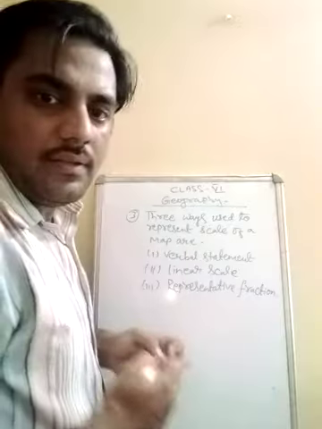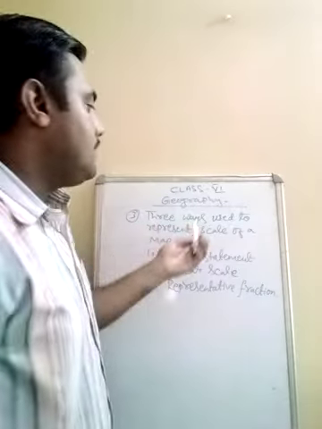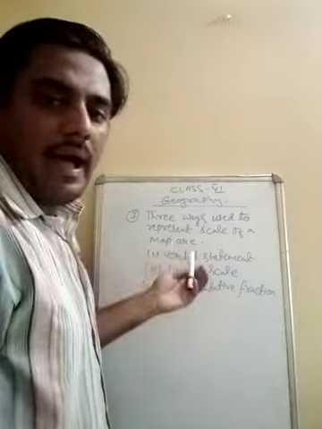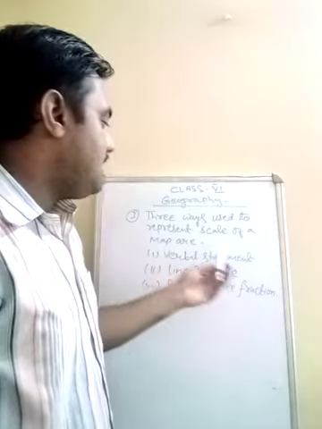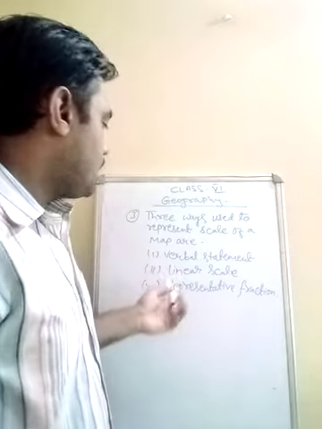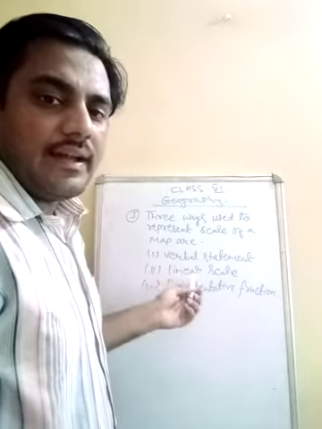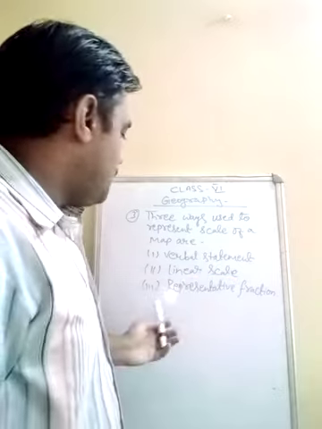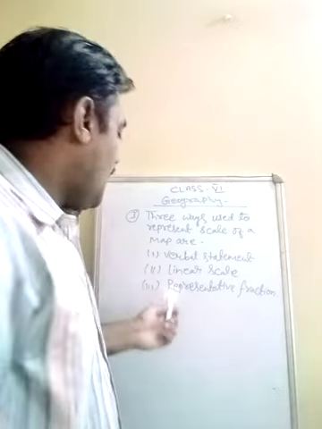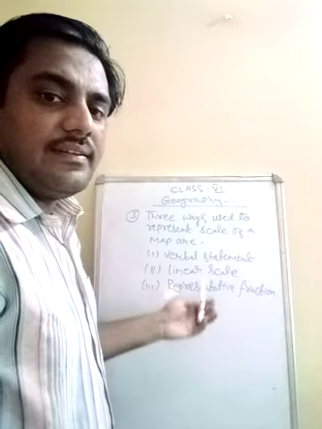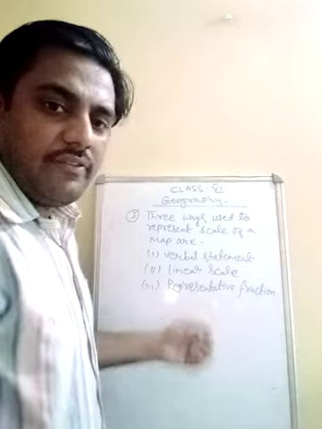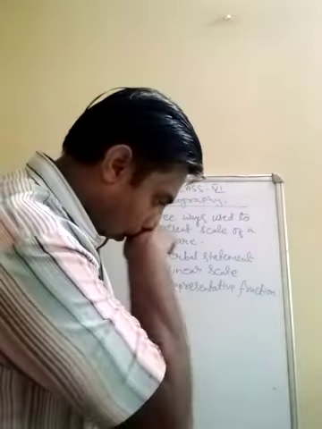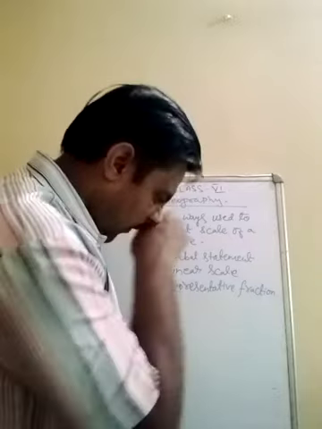So once again, I am reading answer number 3 to you. 3 ways used to represent scale of a map are: number 1, verbal statement, V-E-R-B-A-L, verbal, S-T-A-T-E-M-E-N-T, statement. Number 2, linear scale, L-I-N-E-A-R, linear, S-C-A-L-E, scale. And number 3, representative fraction, R-E-P-R-E-S-E-N-T-A-T-I-V-E, representative, F-R-A-C-T-I-O-N, fraction. Let's move on to number 4.